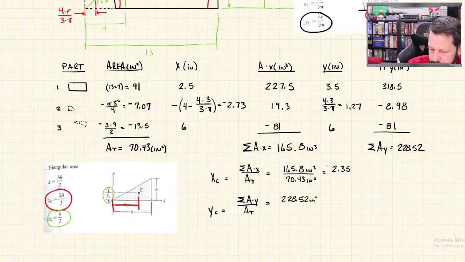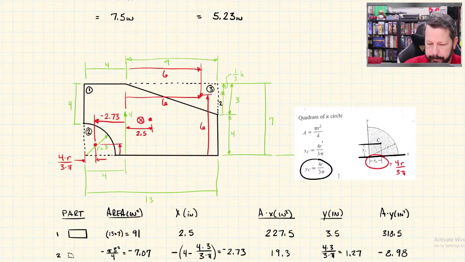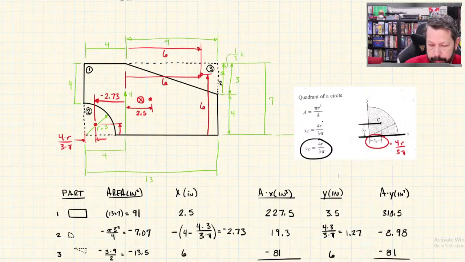228.52 over 70.43, which is 3.24. So that's reasonable. I put it at 3.5, so being a little lower.